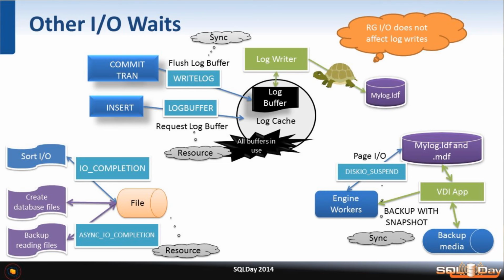If you have a lot of sort operations that have to spill to disk and there's a bottleneck on that, you'll see something called an I/O completion wait. That by itself isn't necessarily a bad thing, because if you do a lot of sorting, we only have so much sort memory and sometimes we have to spill to disk. But if you see high wait times there, it could be an indication of a bottleneck on the drive where you've got tempdb, for example.